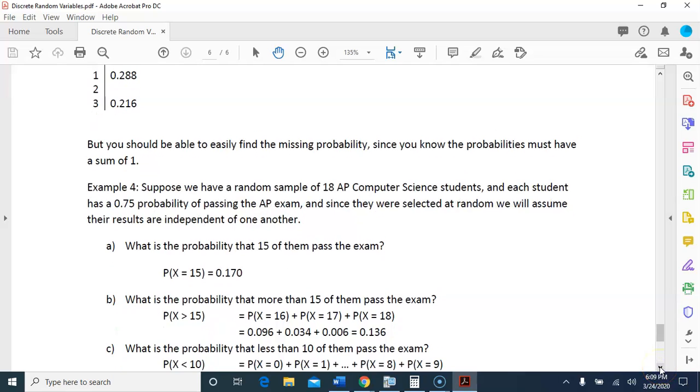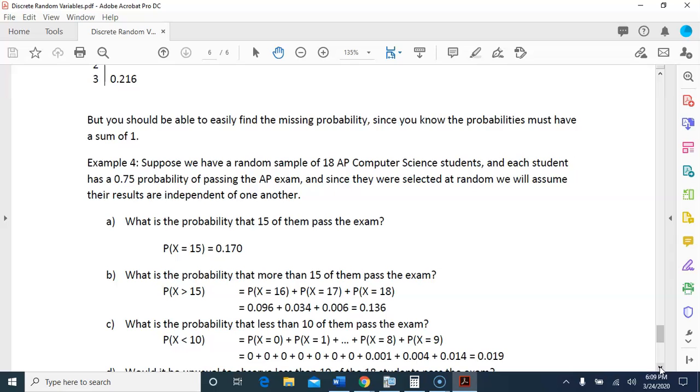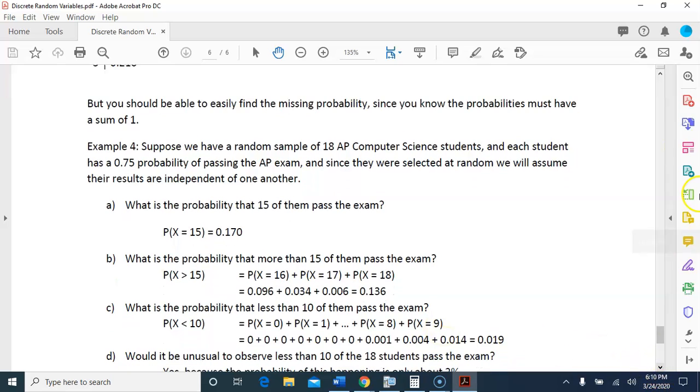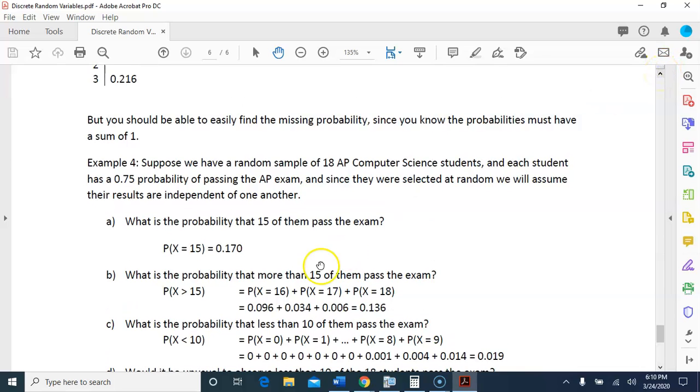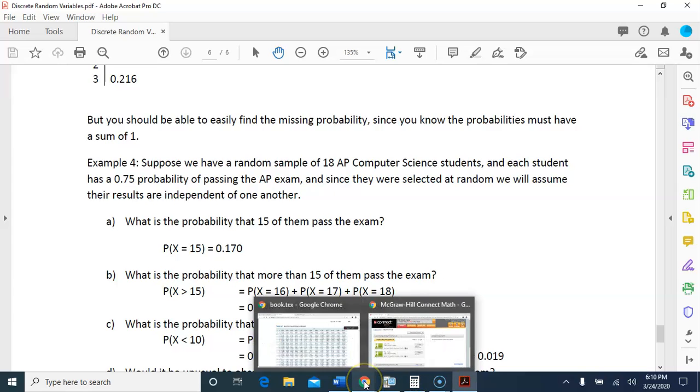Next part says, what's the probability that less than 10 of them pass the exam? So technically, if less than 10 of them pass the exam, I've got to add up the probability of 0 successes, plus the probability of 1 success, plus the probability of 2 successes, 3 successes, and so on, all the way up to 9 successes. But luckily, most of those probabilities are 0. If we take a quick look at the table, I'm adding up all the probabilities from 0 successes all the way up to 9 successes.